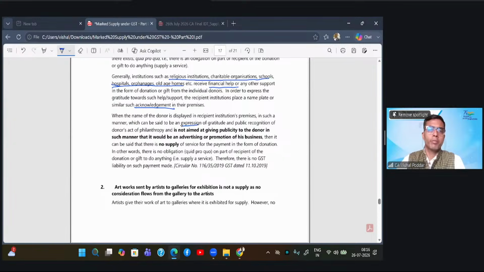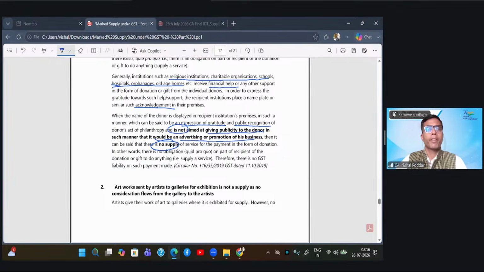So where putting of names is only for expression of gratitude because you have donated to us, or as a public recognition, it is not aimed at giving publicity to the donor. Now publicity means in relation to business, then it is a supply. But let us say if a businessman has given donation to a trust and has asked to put the name of his business or his brand in that particular premises of the trust, then this circular says the scenario changes.